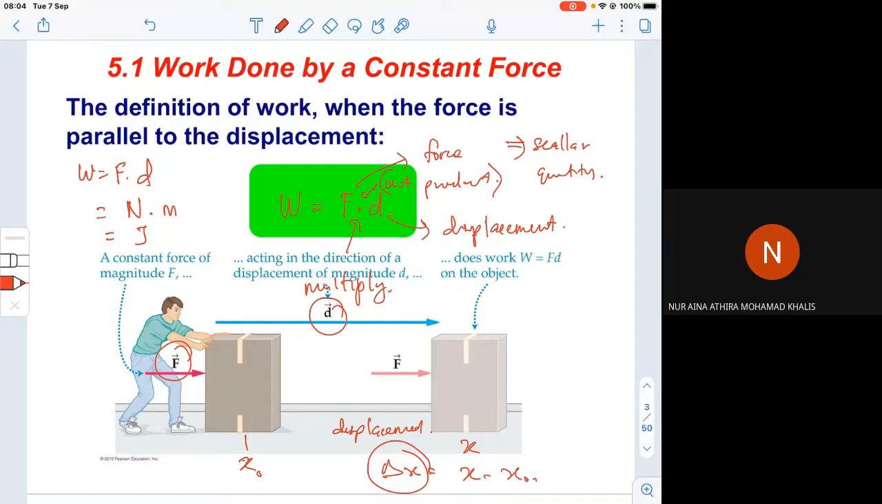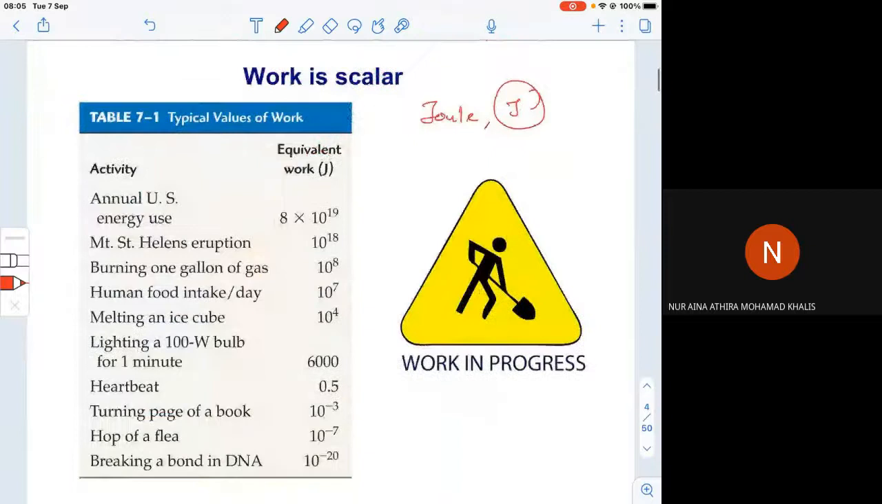When we apply some force to an object that has mass, and that object moves a certain distance or displacement, then work is done. That work is done, for example, by the man on the box, and this is the work, with its equivalent amount.